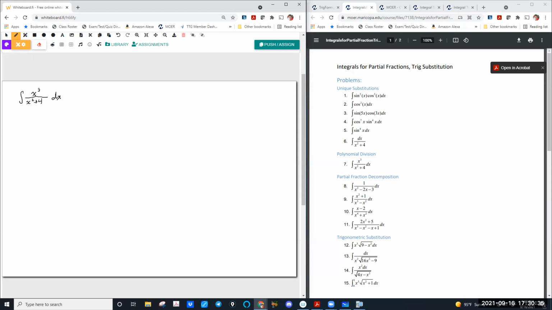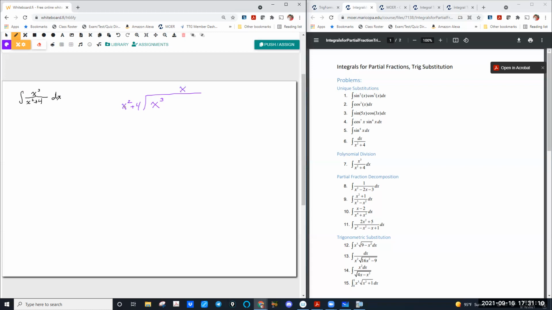So with polynomial division, remember the way a fraction works. Basically, this is the same as saying x cubed divided by x squared plus 4. So we're basically taking x cubed and we're dividing it by x squared plus 4. And so basically what you do with polynomial division, you take whatever you need to multiply this term by to get this one to cancel out. So we need it to be x cubed. We're going to multiply by an x.